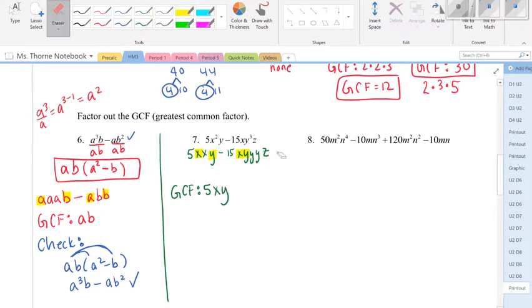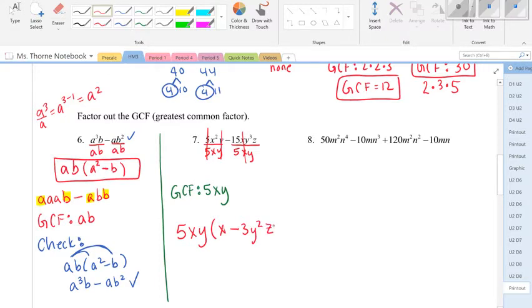So I'm going to erase this because the next step that I'm doing is I'm dividing each term by 5xy. So the greatest common factor goes on the outside. And then when we divide, 5 over 5 is just 1, so that goes away. x squared over x is x. y over y goes away as well. Minus 15, negative divided by 5 gives us negative 3, so that's why the minus is still there. x over x is just 1, so that cancels out. y cubed over y would be y squared, and z. So this gives us our factorization.